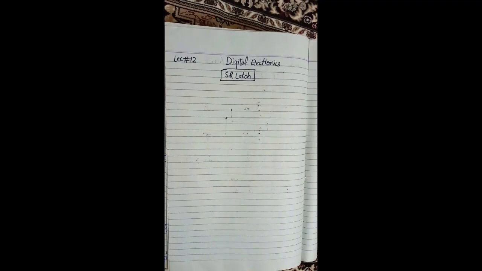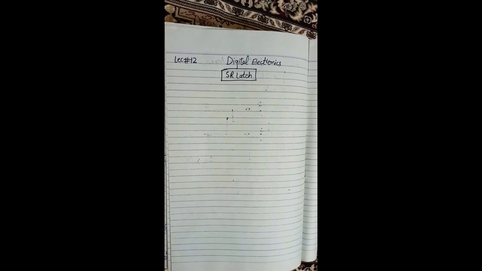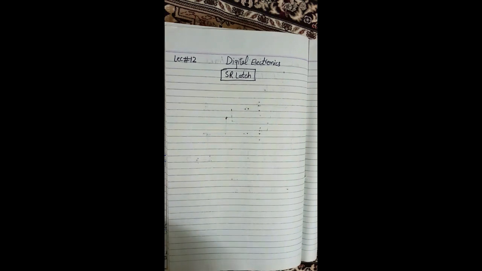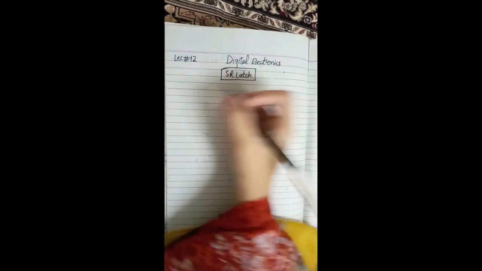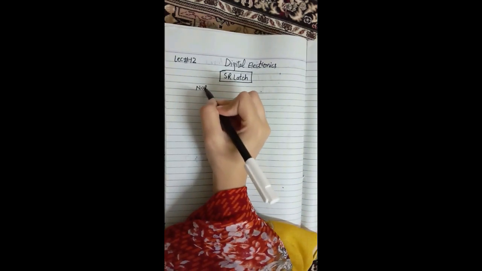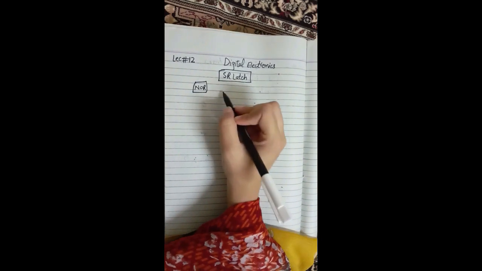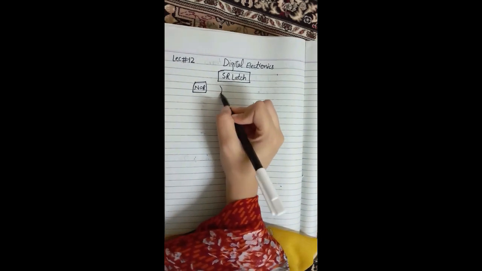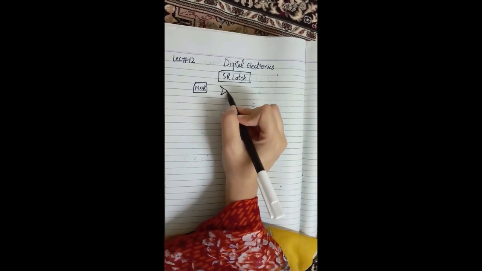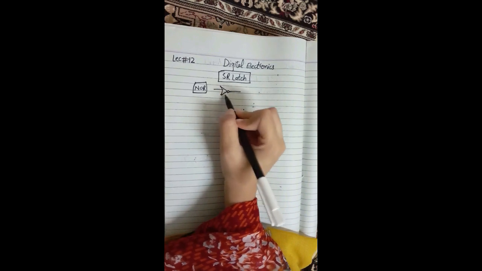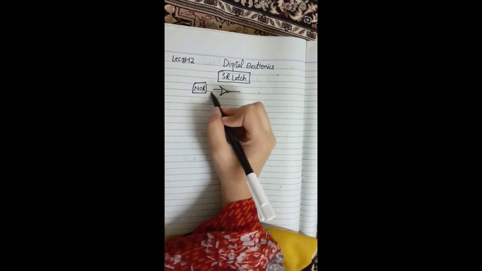Today we will start our 12th lecture of the course Digital Electronics. In today's lecture we will study the latch. We have the SR latch and we are using the NOR gate in it. Okay, so first we will draw the symbol of the NOR gate. This is the symbol of the NOR gate.